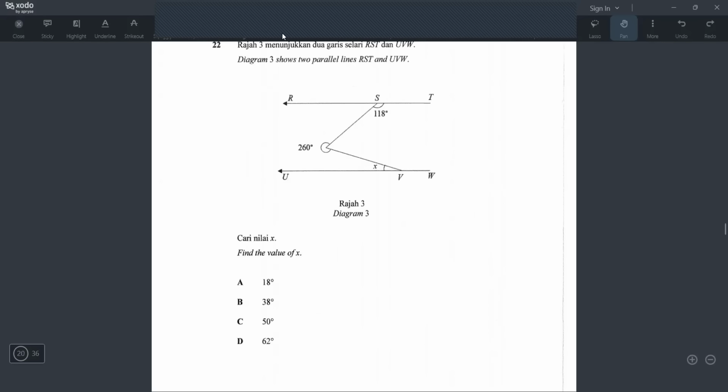Let's continue. Okay, number 22. Let's read the question. Diagram 3 shows 2 parallel lines. So this and this are parallel, RST and UVW.